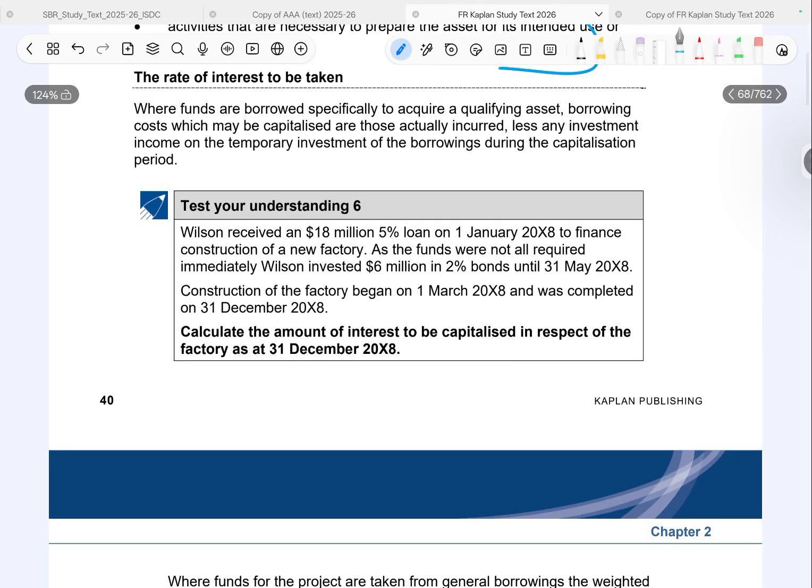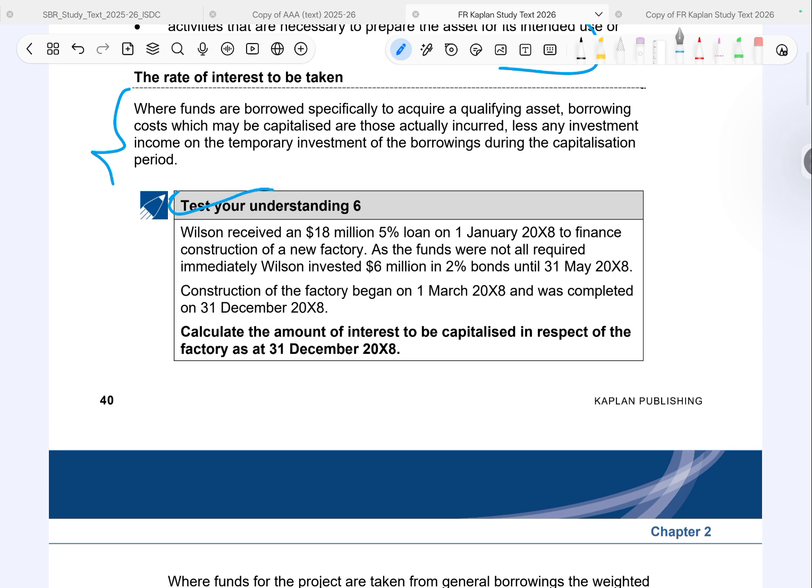The rate of interest to be taken. Where funds are borrowed specifically to acquire a qualifying asset, borrowing costs which may be capitalized are those actually incurred, less any investment income on the temporary investment of the borrowings during the capitalization period. I think you will better understand this paragraph after solving this. So, we'll solve test your understanding 6 and I'll help you guys out.